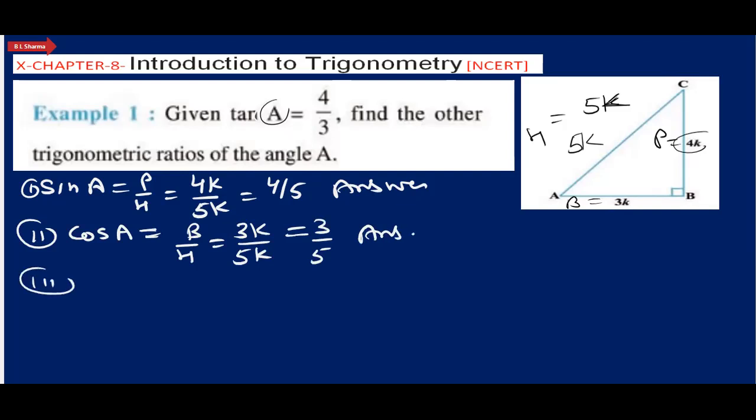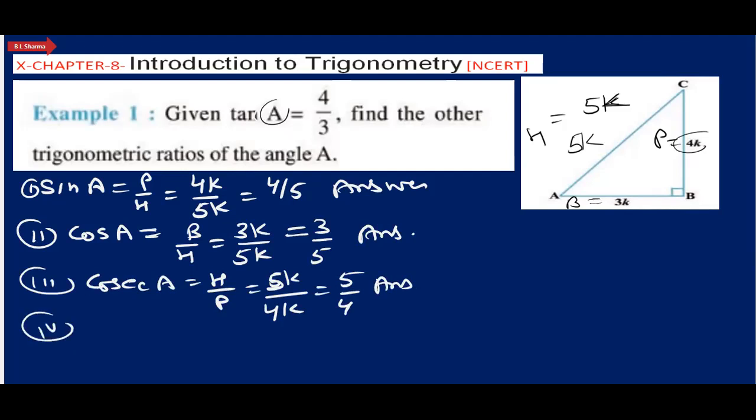And third is cosec A. Cosec A is hypotenuse upon perpendicular, that is 5k upon 4k, k and k cancel, that is 5 upon 4. Fourth is sec A. Sec A is hypotenuse upon base, that is 5k upon 3k.